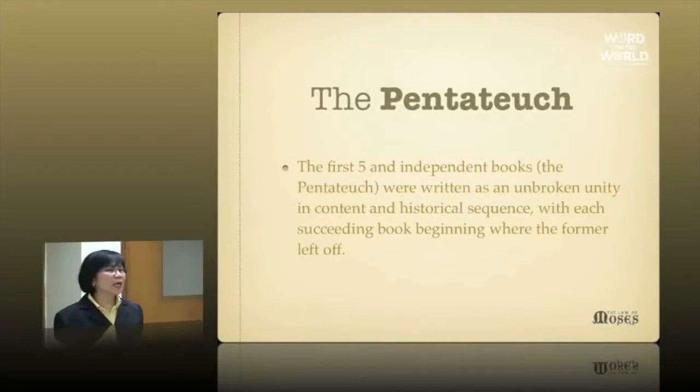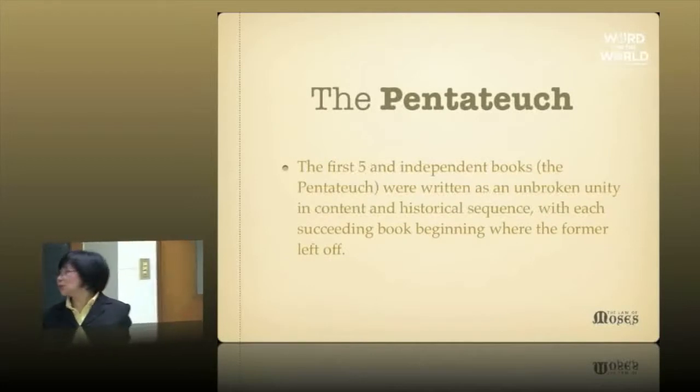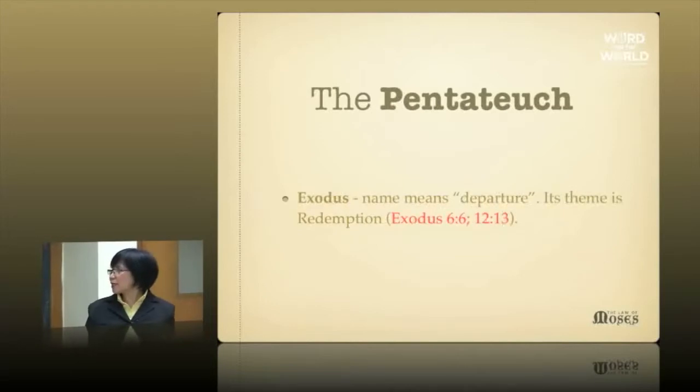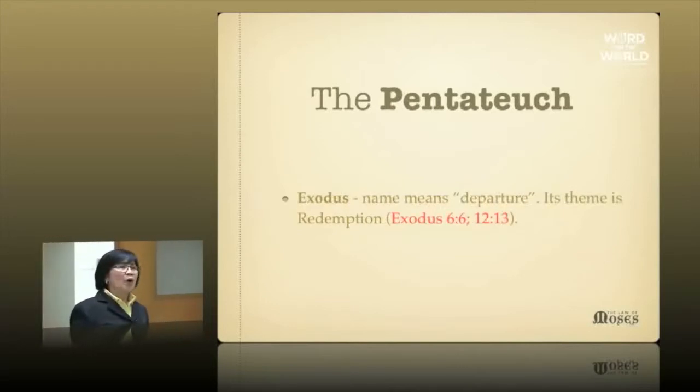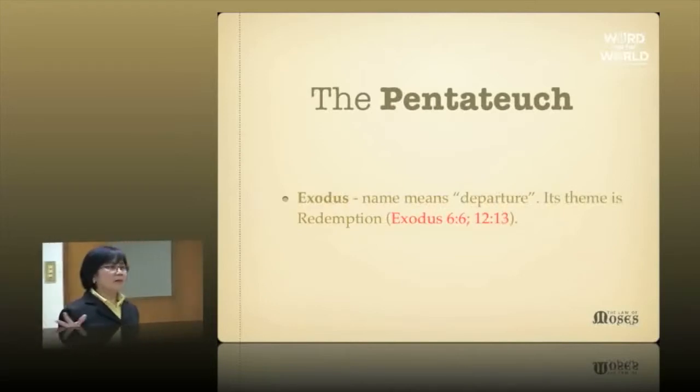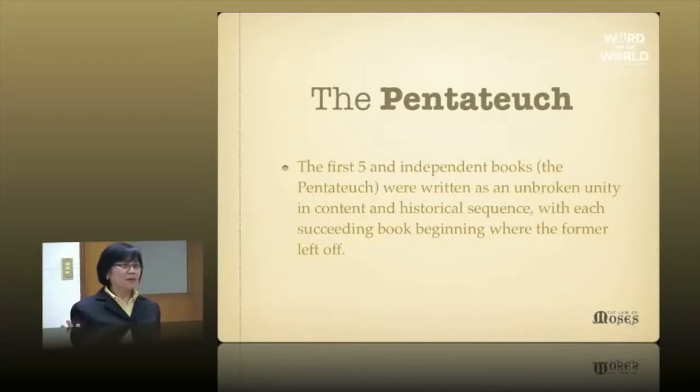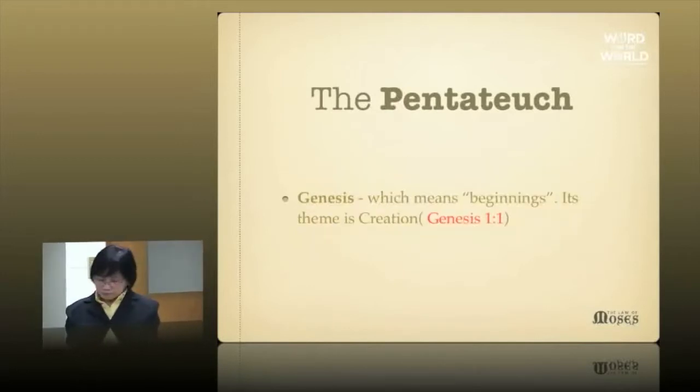The second book is Exodus, which means departure. Its theme is redemption. Okay, they departed. We know that they became slaves in Egypt. And then God made a way, made a plan for them to depart from Egypt. And that is the book of Exodus.